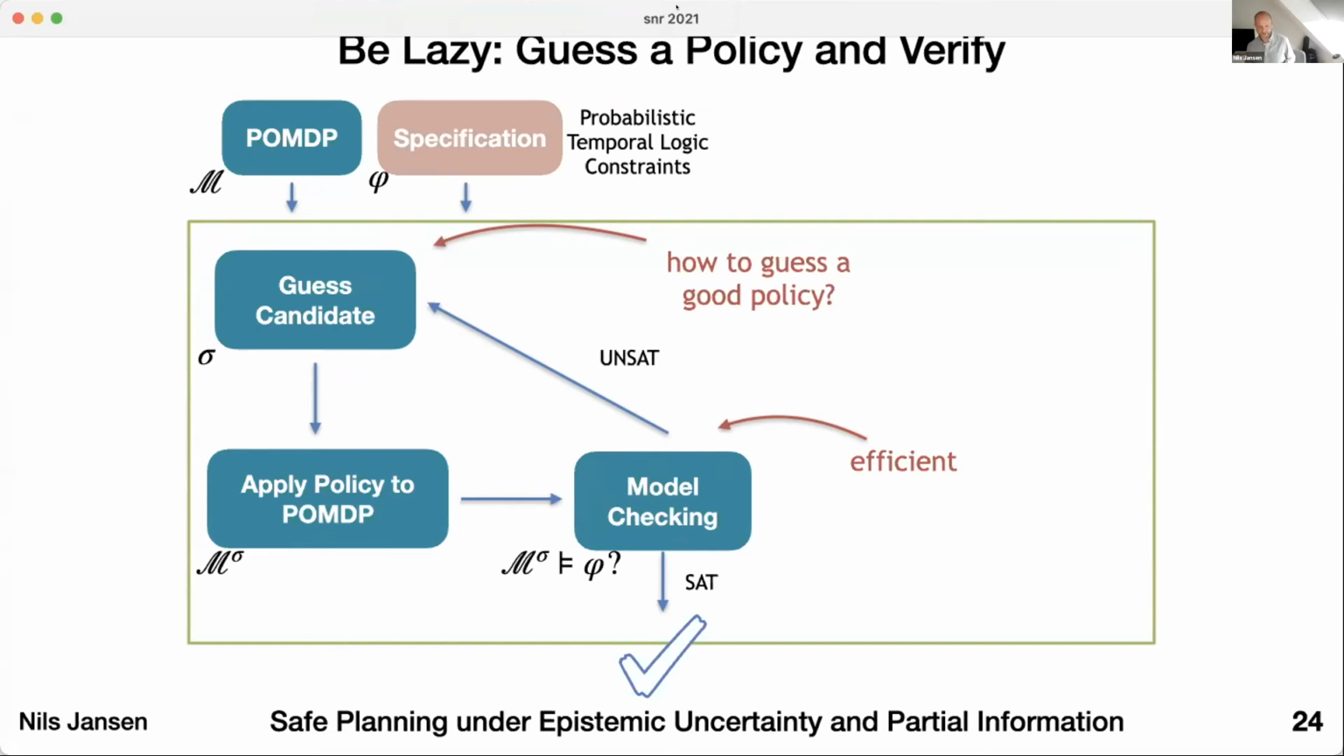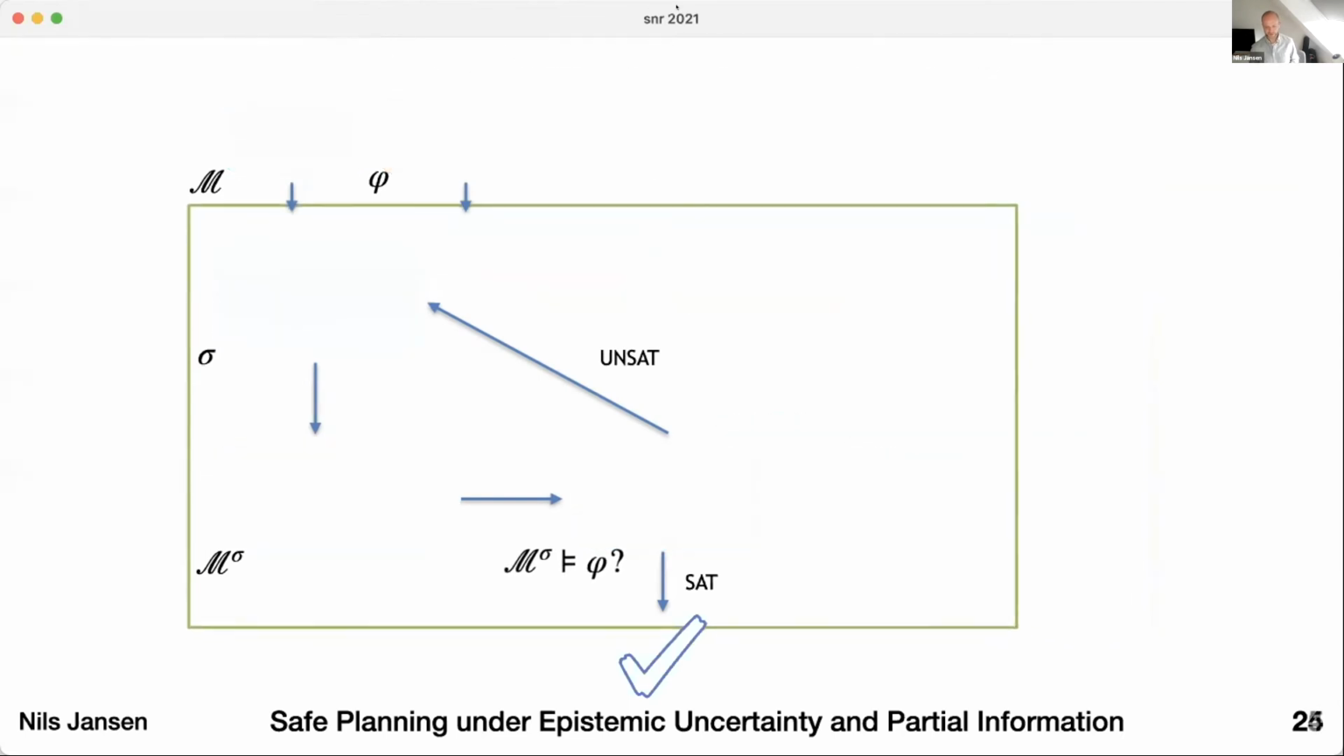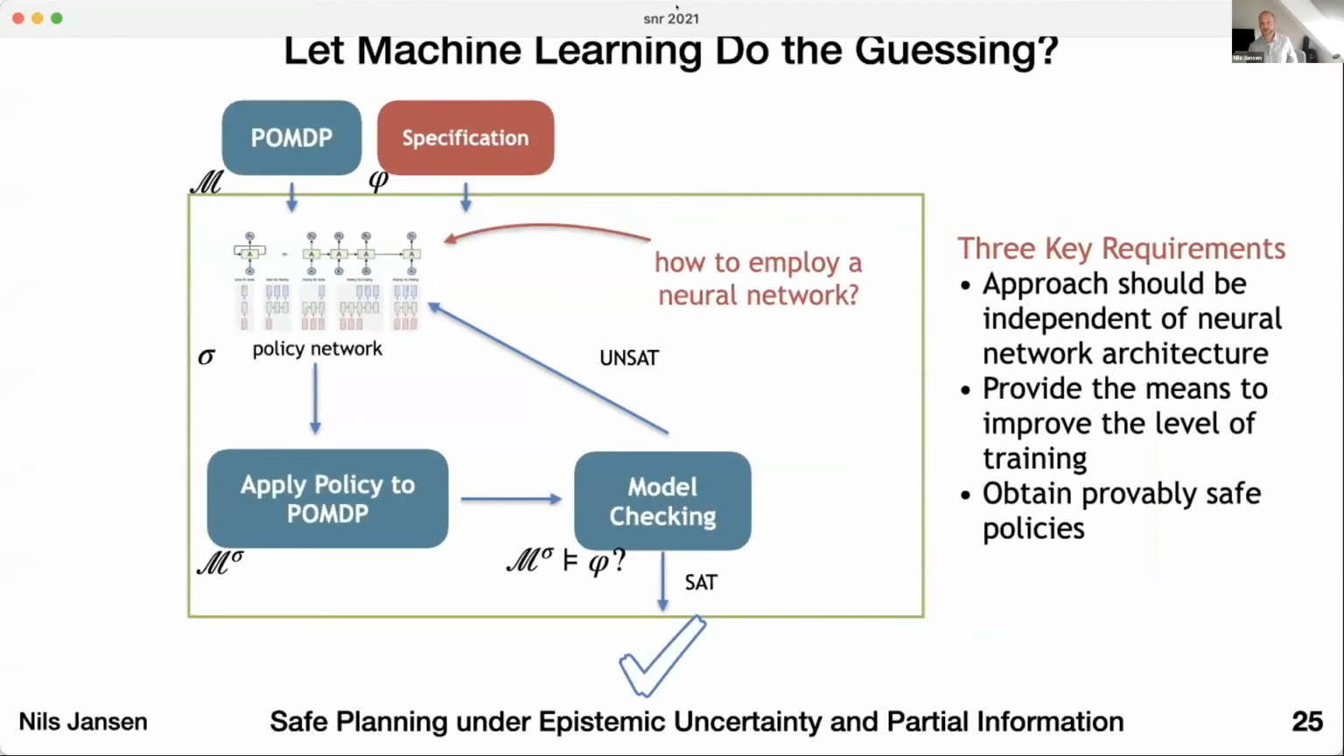And back then, when we started talking about these directions, I said, yeah, but everybody tells us machine learning is so great and can make all the decisions for us. So let's just somehow use machine learning, right? So this was our idea, that machine learning does the guessing. Let's say we can use a policy network here, a neural network that represents a policy. If we have this, then again, we can apply this policy, do verification and model checking, and then we're there because it will always guess something good, which is not really true.